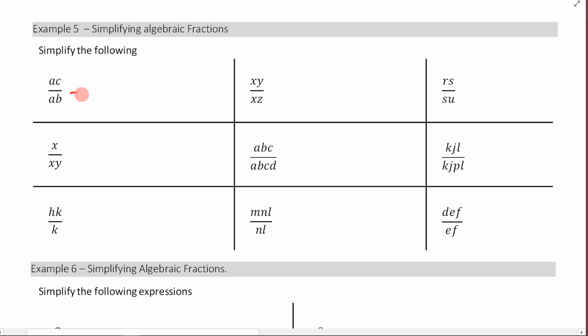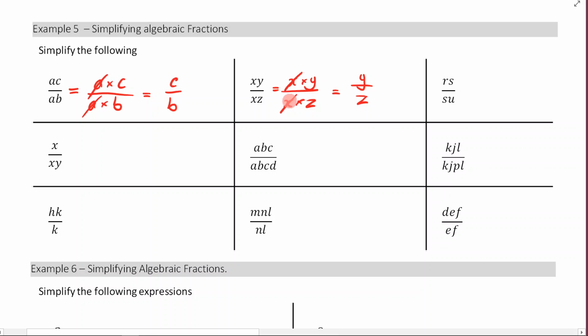So as we come here, we could say, all right, I have A times C, and on my bottom here, I have A times B. Now, these A's are in common, so I can cancel those out, which just leaves me with C over B. We come over here, xy over xz, well, that's x times y over x times z, in which case this x and this x are in common, so I have y over z remaining.